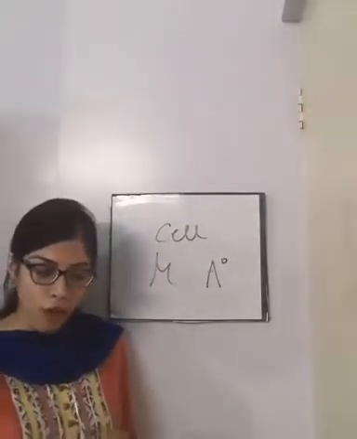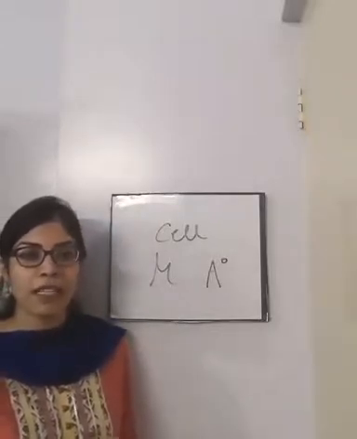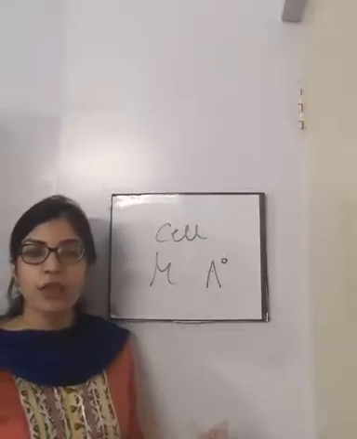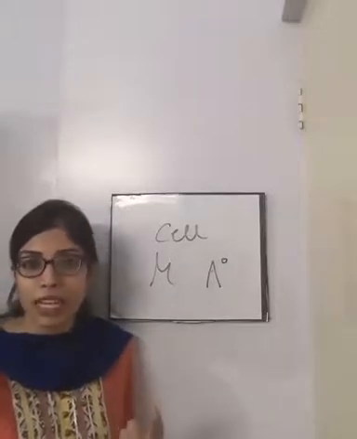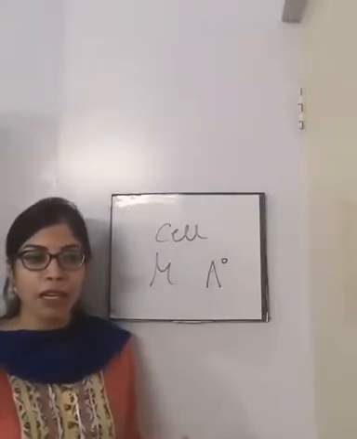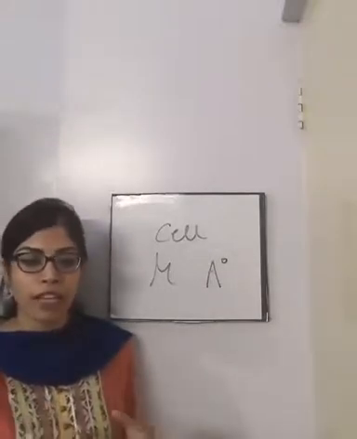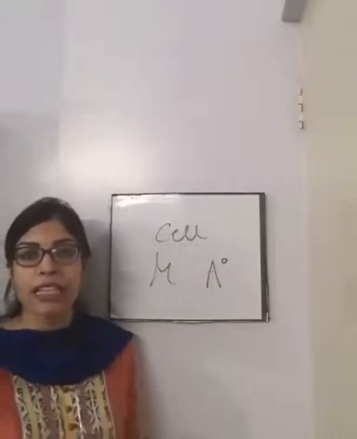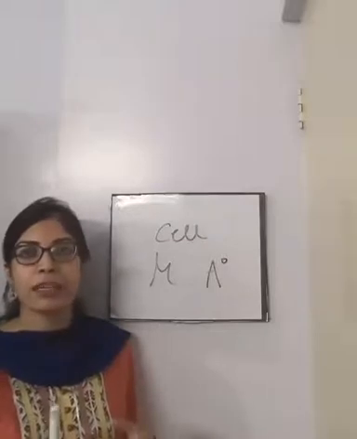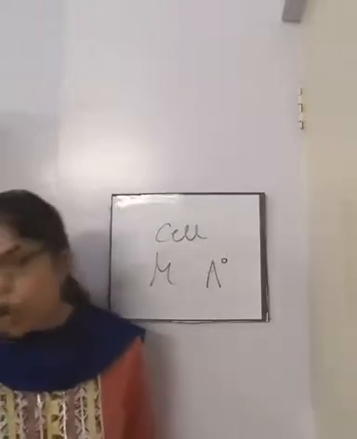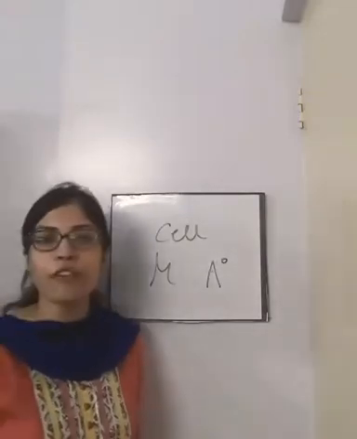An organism can also be made up of one cell or many cells. That means they can be either unicellular or multicellular. Unicellular means when an organism is made up of one cell only, for example amoeba, paramecium. And multicellular means when an organism is made up of many cells. That can be a human being or any other developed animal, or a plant also.